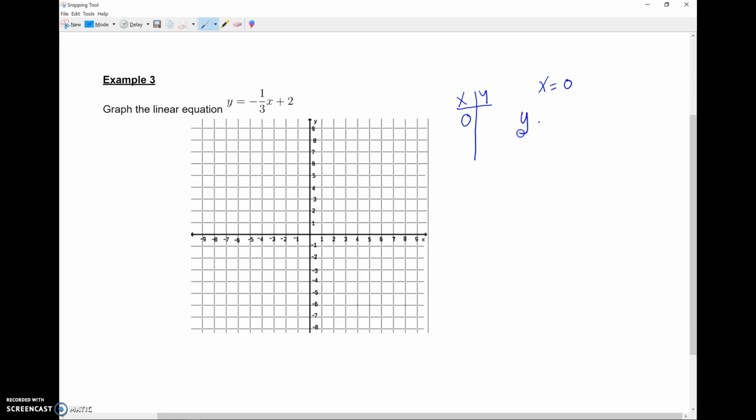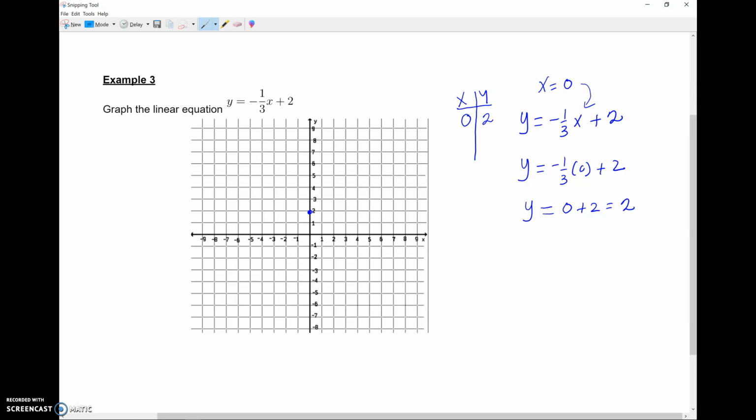So we have y is equal to negative 1/3 x plus 2. We're going to substitute the x variable with 0. So we have y is equal to negative 1/3 times 0 plus 2. That was the reason why we selected 0, because we know that 0 times any number will give you 0. So y equals 0 plus 2, and so y equals 2. So the ordered pair is 0, 2, and you go up 2.